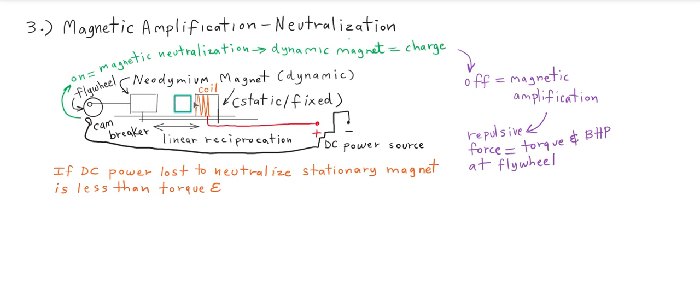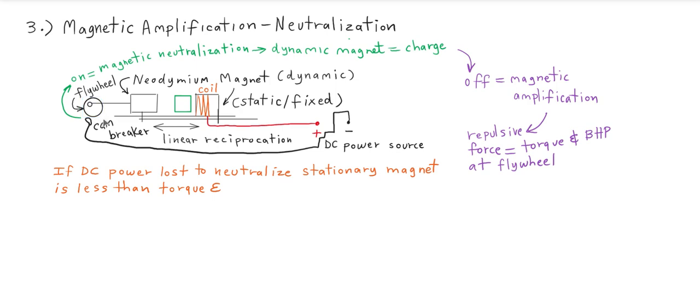But right when the dynamic magnet is moving away from the neutralized coil, there's a cam breaker that cuts the DC electrical power to the coil, and then this stationary magnet remagnifies to full magnetic repulsion, thus pushing and reciprocating the dynamic magnet to then deliver torque and RPM to the flywheel.